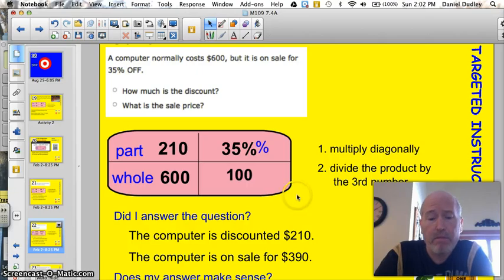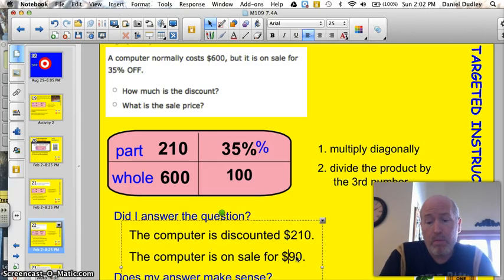Am I done? Let me make sure I answer the question. How much is the discount? The computer is discounted $210. I got that right. What is the sale price? There's another problem we have to do. So you would have to take the 600, subtract the 210, and you end up with $290.